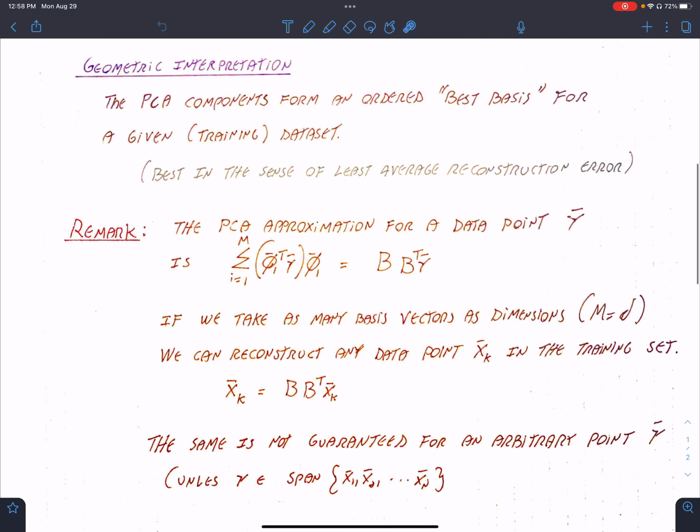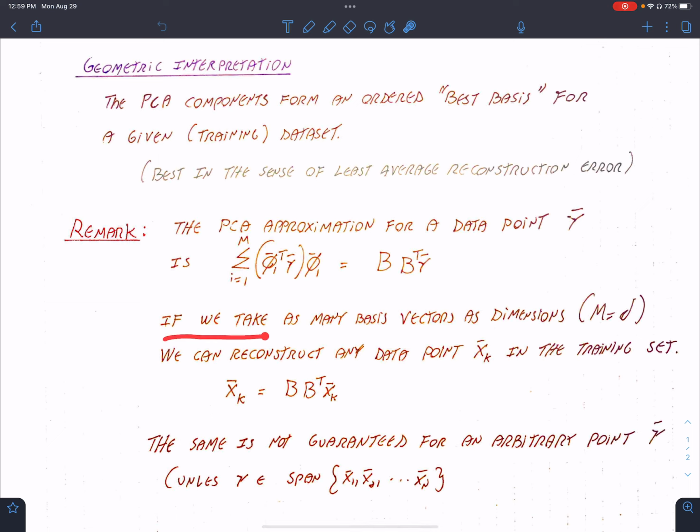So if I'm given some point y, and I'm not saying right now whether this y was a point from our training data or not, we can form the least squares approximation using this best basis that we have. Because the basis is orthonormal, the coefficients are given by the inner product between the data and the basis vectors themselves, and we sum for i equals 1 through m. In other words, the approximation of our original data point is written as here.